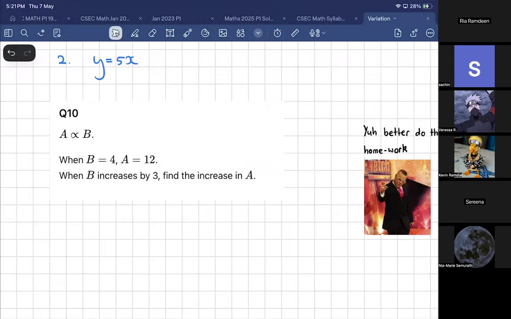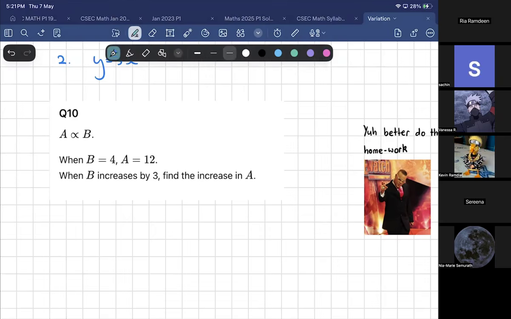When b equals 4, a equals 12. When b increases by 3, find the increase in a. Okay, you didn't read this for me, right? I want you to tell me what this means. When a is directly proportional to b. Well, it doesn't mean "when", but yes, it means that a is directly proportional to b.